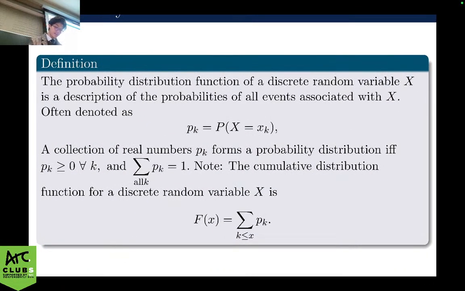A probability distribution is a function which maps the random variable to the probabilities of all events associated with that random variable, i.e., we have P(X = x) for some number of outcomes. To form a valid probability distribution, it must satisfy two conditions. Every single probability must be greater than or equal to 0, and the sum of all the probabilities has to be 1.